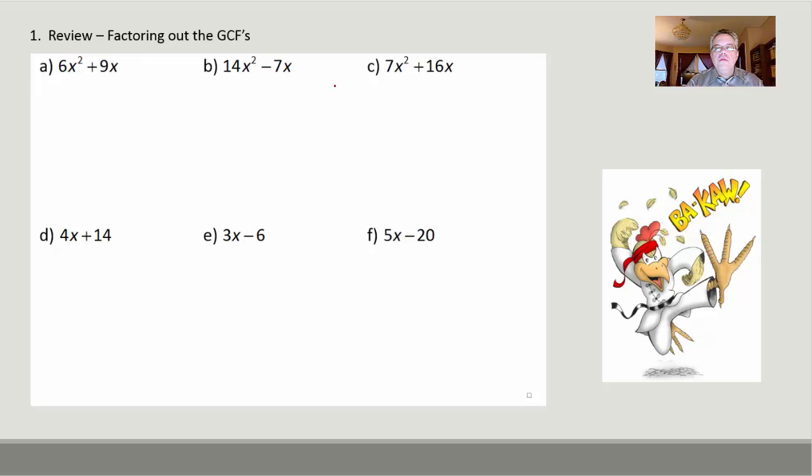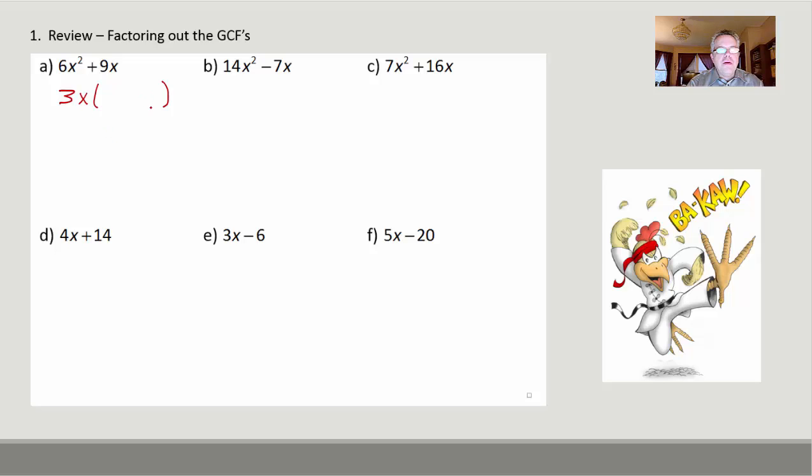So in all these 6 problems, we want to factor out the greatest common factor. The first step is to find the greatest common factor. Start with the numbers. The largest number that goes into 6 and 9 is 3. And then this has 2 factors of x, this has 1. So both terms have at least one factor of x. So the greatest common factor is 3x. I'm going to write that times whatever we need to multiply by to get our original expression back.